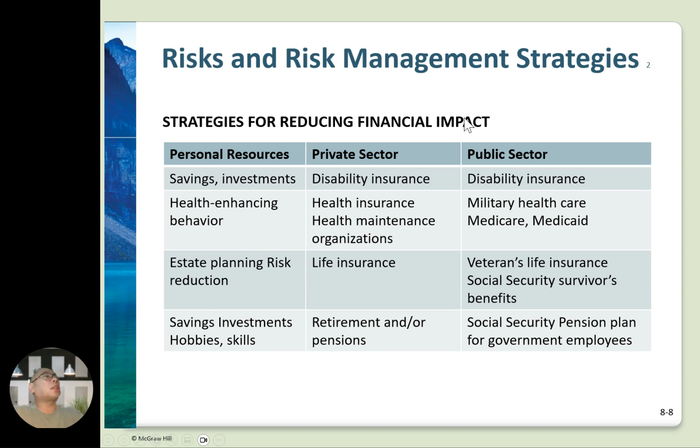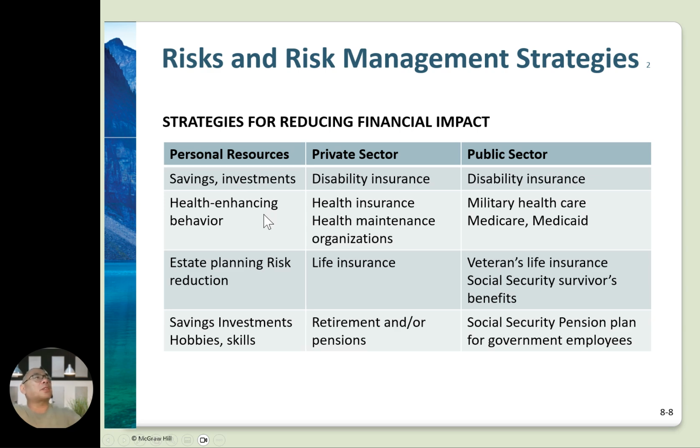So what are the strategies for reducing your financial impact? There's a risk and management strategy here. For personal resources, you can use savings and investment. In the private sector, you will use disability insurance. The public sector also has disability insurance. WSIB is a good example for the public sector. In the private sector, you can buy disability insurance as well. Personally, you can use savings and investment.